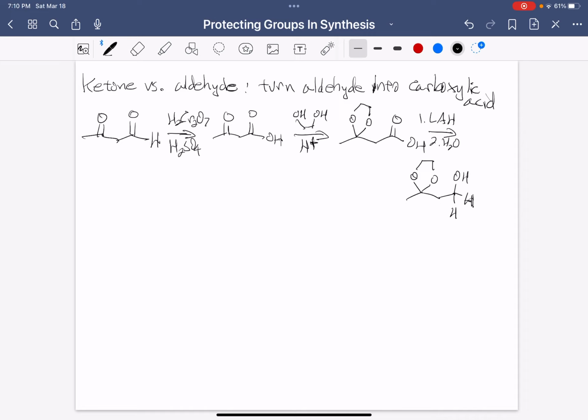If we use enough lithium aluminum hydride, we'll reduce our carboxylic acid all the way to the alcohol there. And now we could treat that with H3O plus. And now we've turned our aldehyde into a primary alcohol, and we've left the ketone all alone.